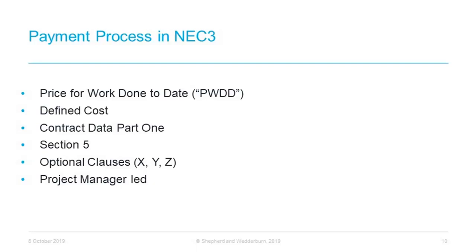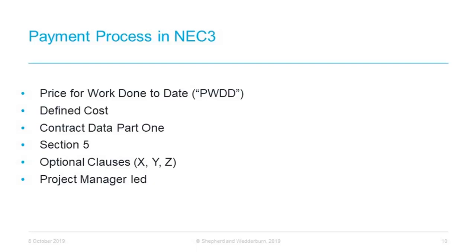So after assessing what option you're dealing with, where is it you actually look for payment information in NEC 3? Well, the answer is in various places. Rather unhelpfully, you have to look in a number of places to obtain the full payment information for an NEC 3 contract. The contract data part 1 contains a lot of crucial specific payment information, such as the assessment interval, the final date for payment, and the start date.